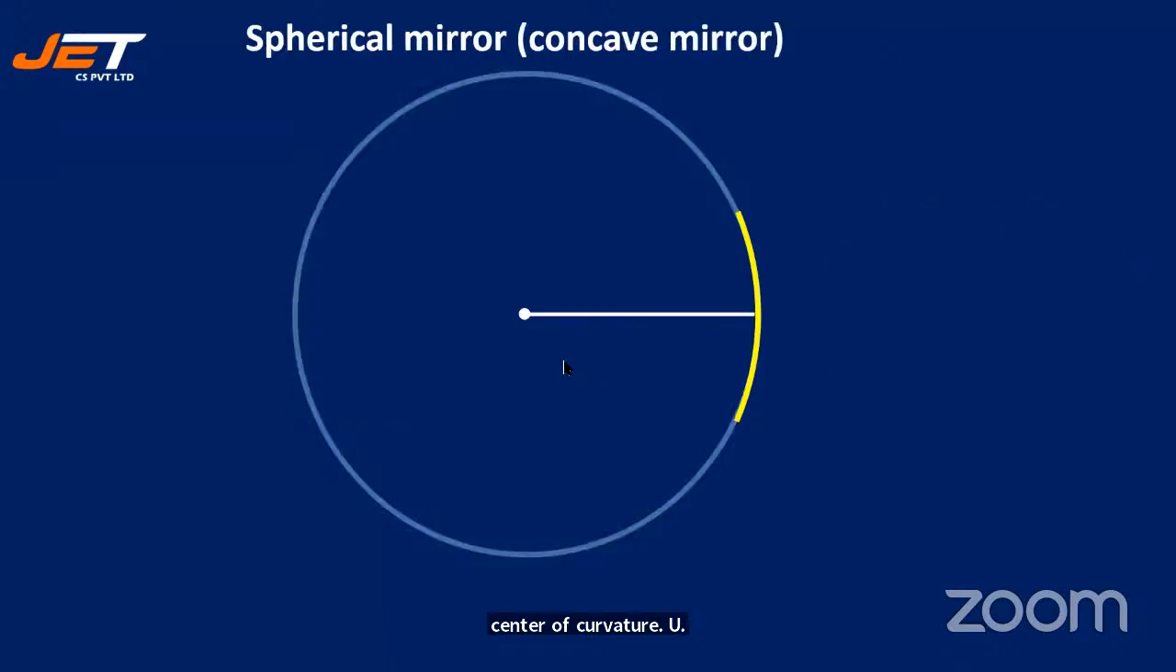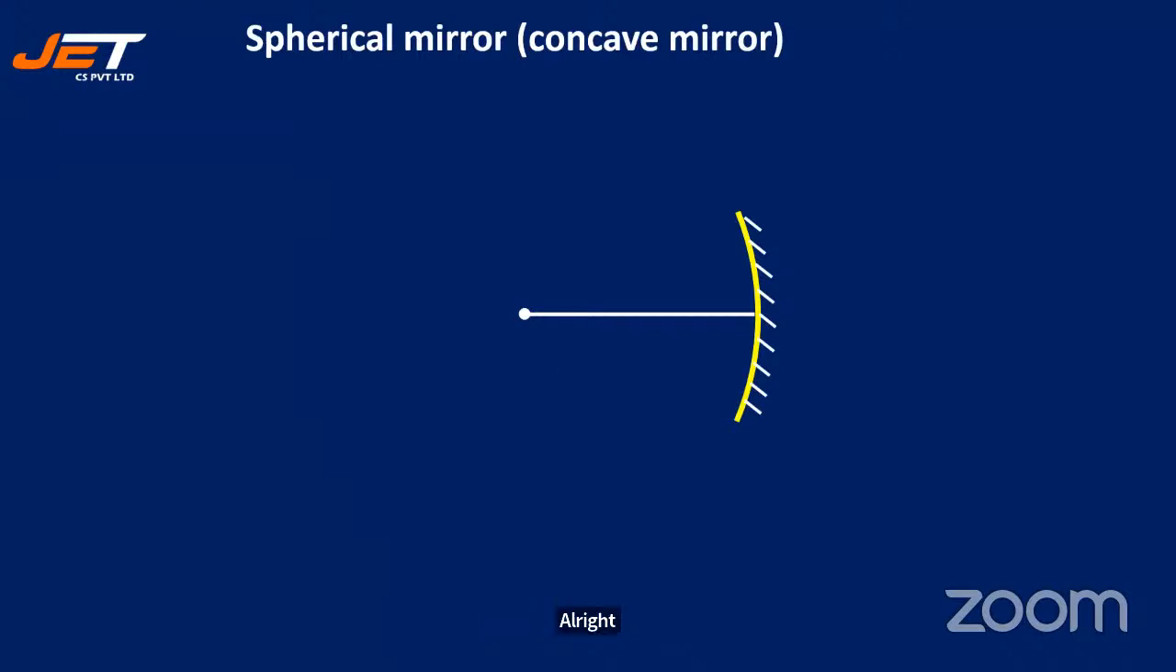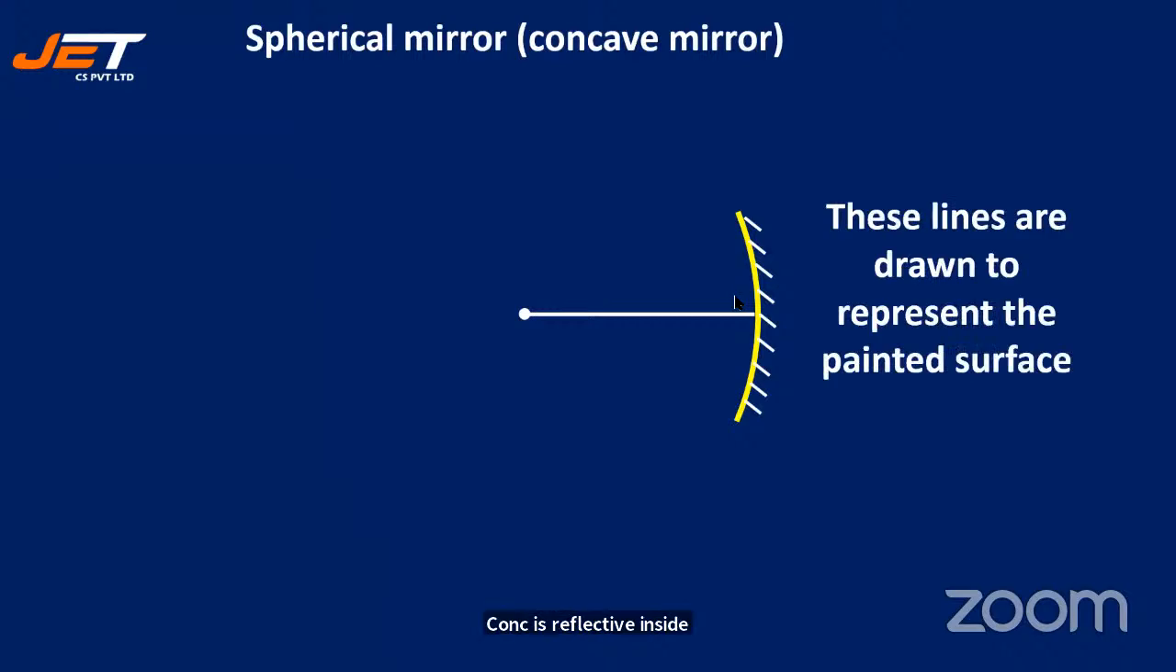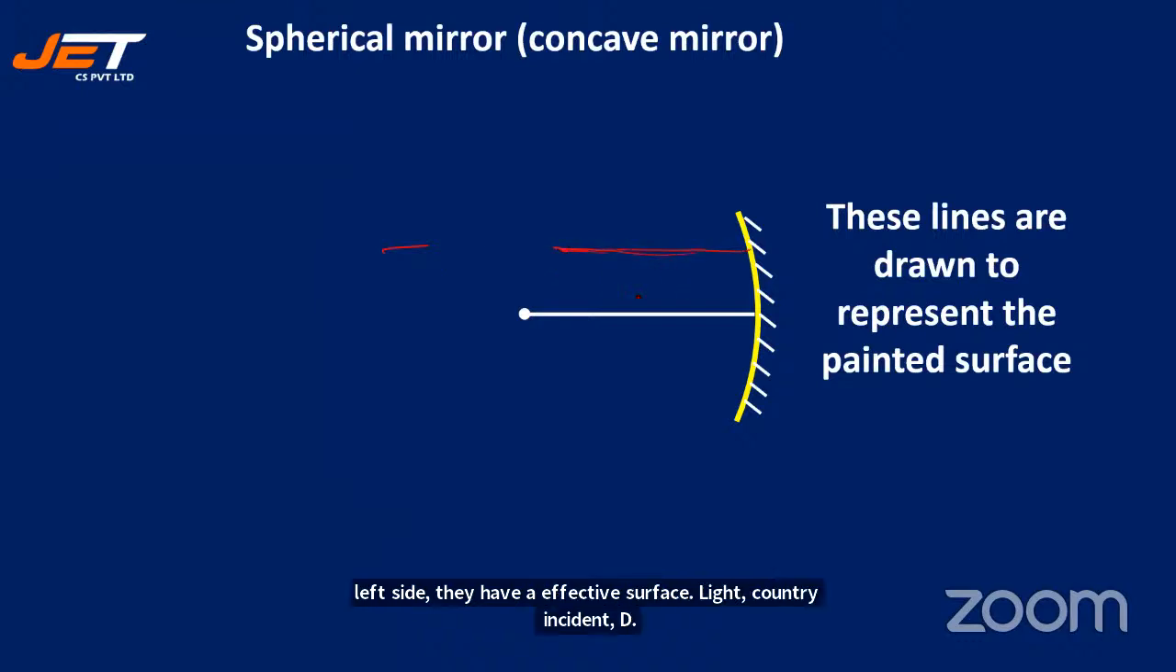All right. Now let's see the concave mirror. In the concave mirror, what is seen over here, the dot, is the center of curvature. The concave mirror is reflective inside. These lines are drawn to represent the painted surface. Mirrors usually have an orange shade at the back, and the lines are drawn to show that shade. The left side is the reflective surface. We will see how light reflects when it is incident from here. All right.